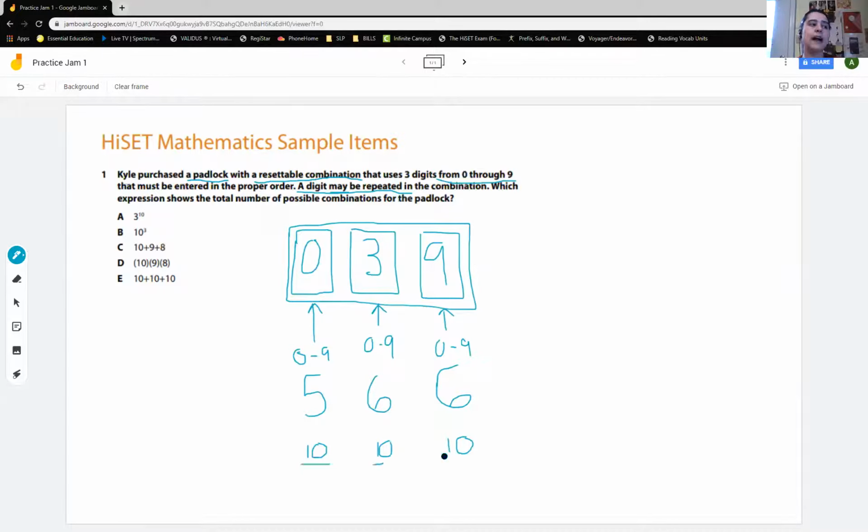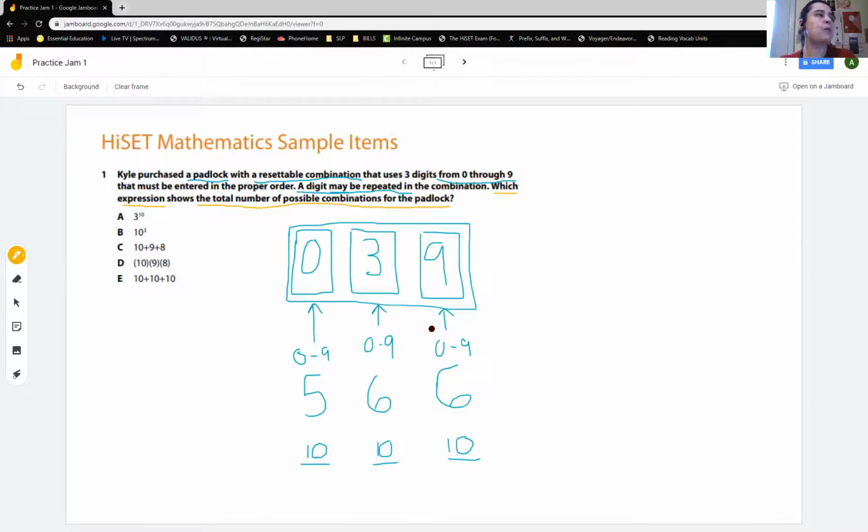Okay, so hopefully we have broken this down. We've thought carefully about the information they've given us, and I feel like we understand it pretty well. So now let's focus on the question that they're asking, because that's really the most important part of the problem. They're asking us to answer a question, so we better understand that question. So the question says, which expression, and these are examples of expressions in your answer choices here, shows the total number of possible combinations for the padlock?